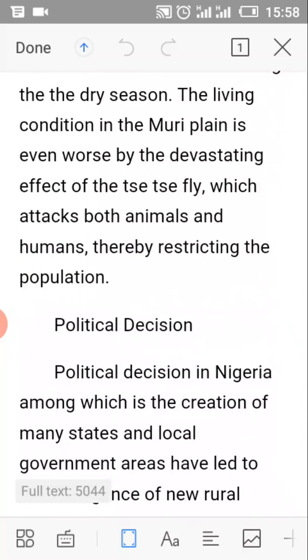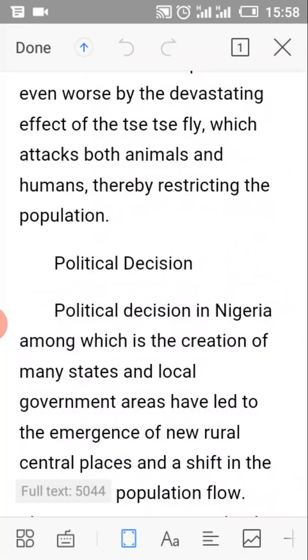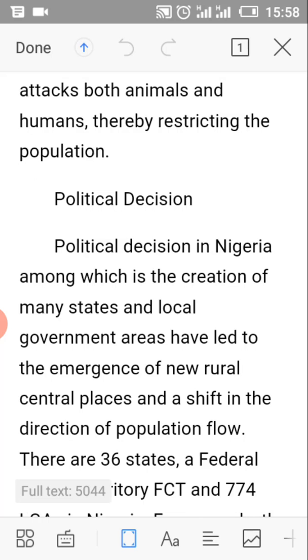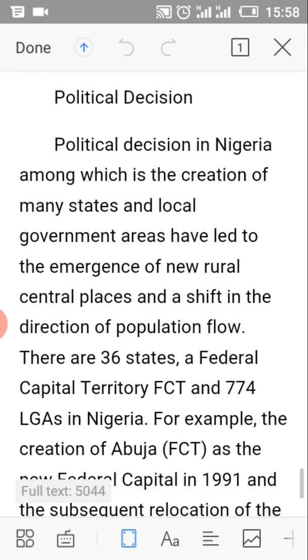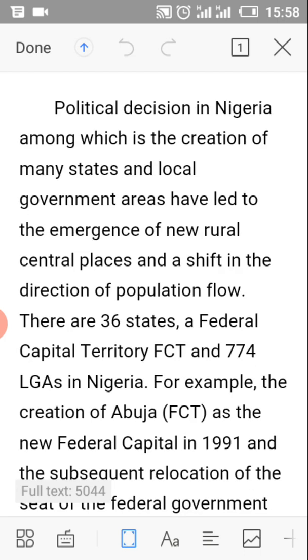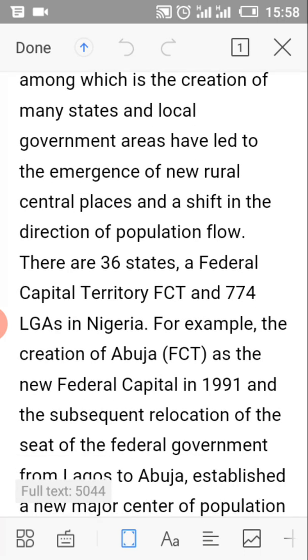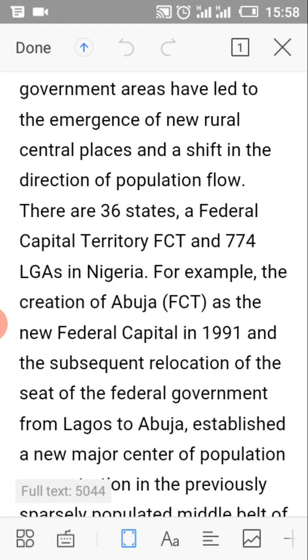Political decision. Political decisions in Nigeria, among which is the creation of many states and local government areas, have led to the emergence of new rural central places and a shift in the direction of population flow. There are 36 states, a federal capital territory, and 774 local government areas in Nigeria.